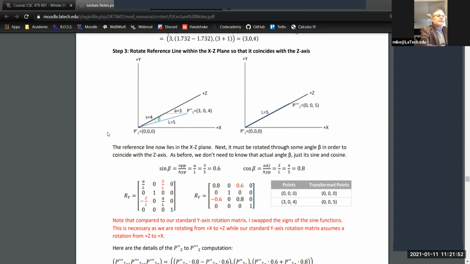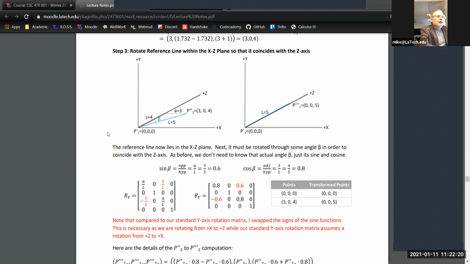And it's pretty easy to see that we're going to end up with 0, 0, 5 as P2 triple prime, because 5 is the length of the line segment from P1 prime to P2 prime. So when I rotate that line to match with Z, it's got to be 0, 0, 5, because the length of the line segment is 5, and doing the rotation's not going to change its length.